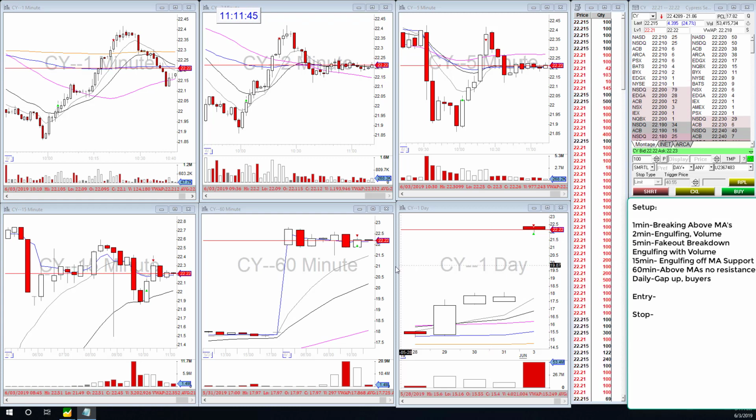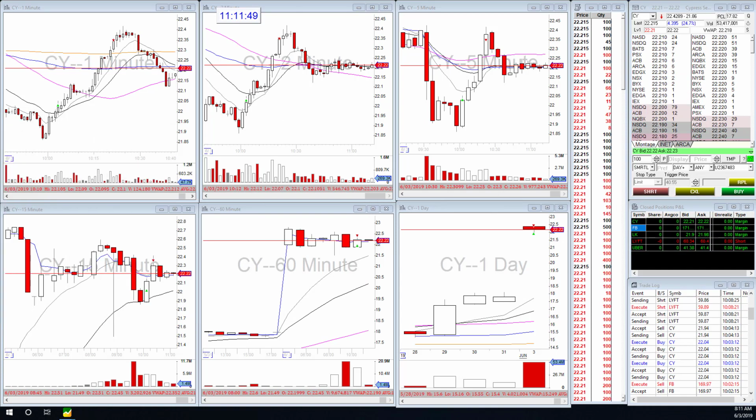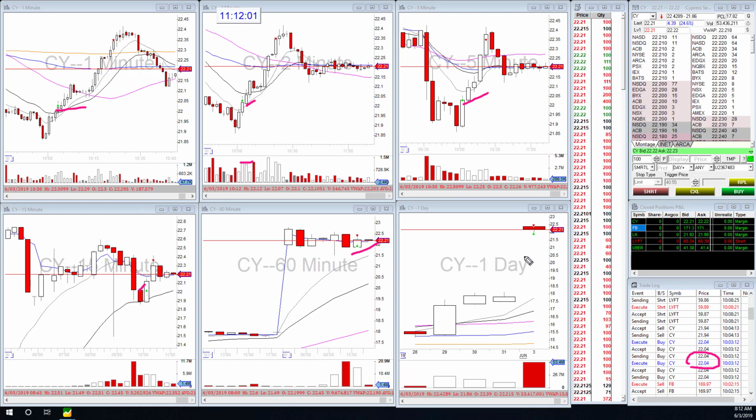Now for the entry and the stop. Where did I enter? Well, let's look at this. I entered in at 22.04, the moment the engulfing happened, the moment it was breaking above the moving average, and I noticed the volume moving averages, the moment it engulfed, right, and it was above everything, and it gapped up. Okay, I put my stop in for 10 cents, at 21.94.